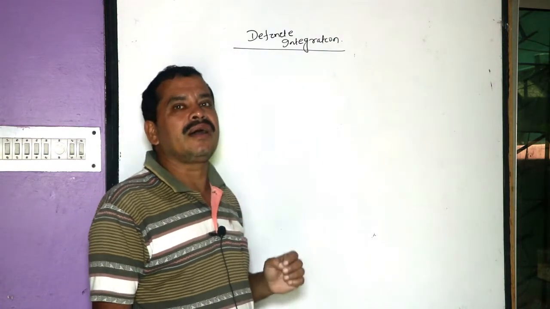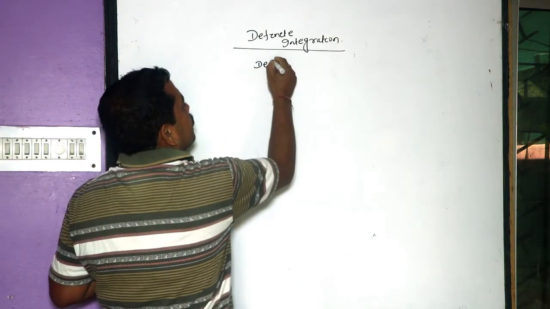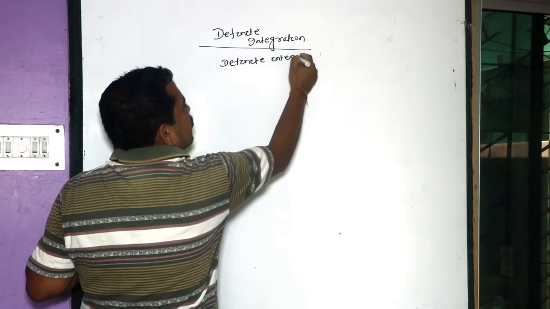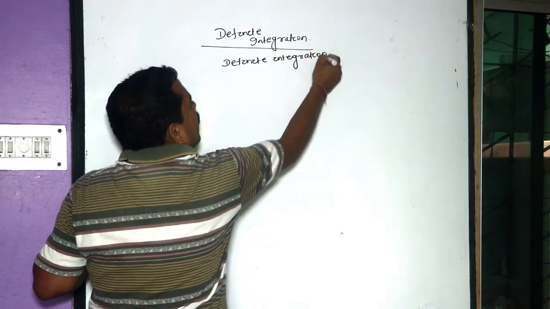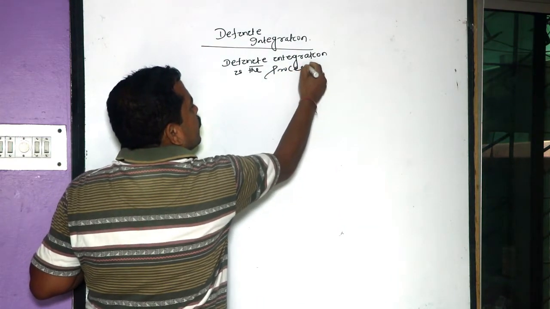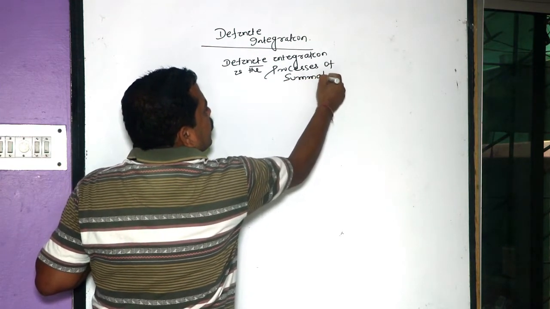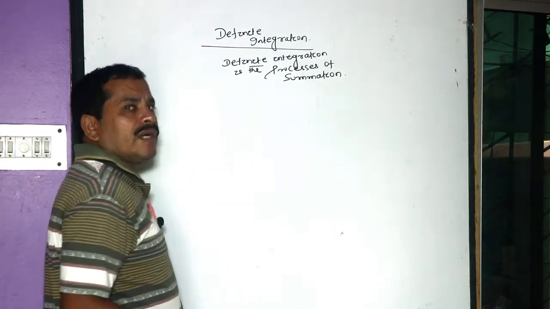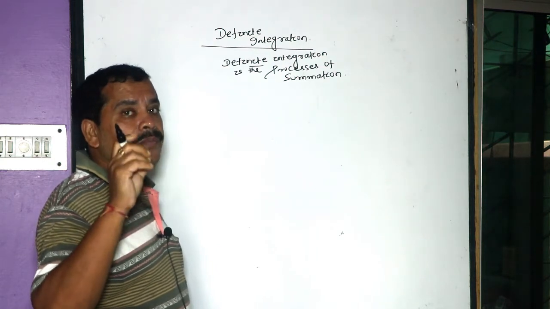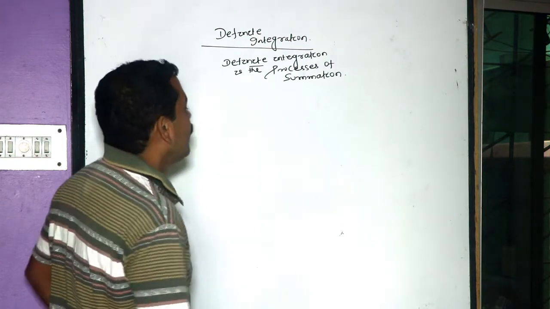Definite integration is the process of summation. That is definite integration. But indefinite integration is the collection of all antiderivatives or primitives of a function. That is the difference between the definite and indefinite.